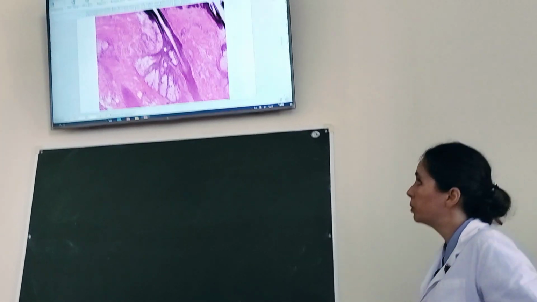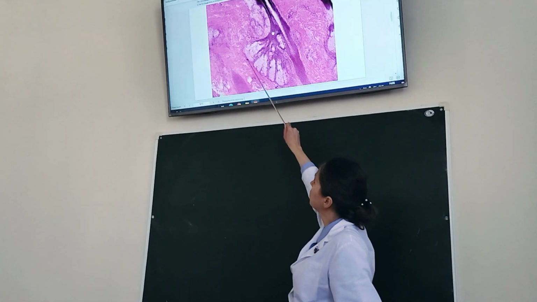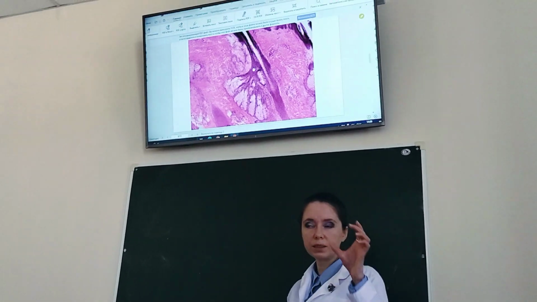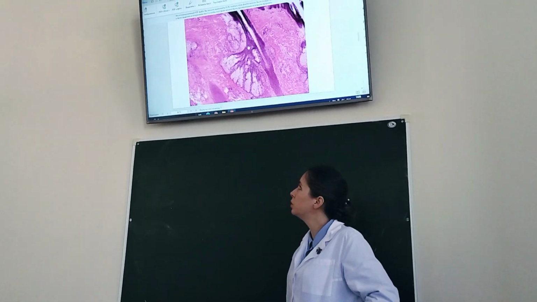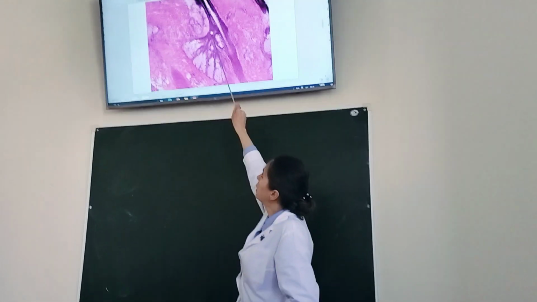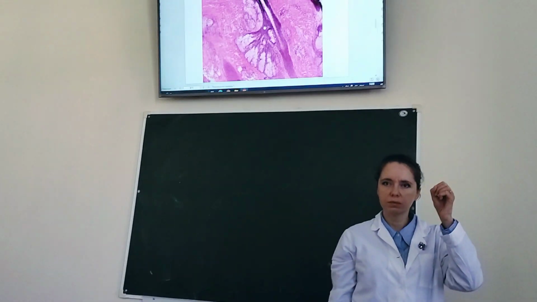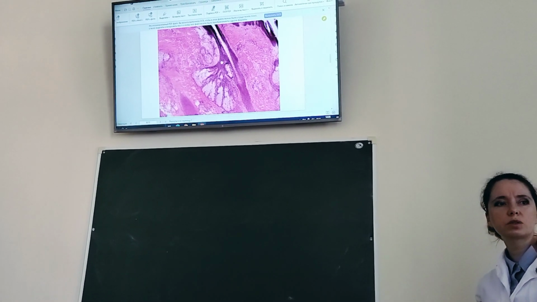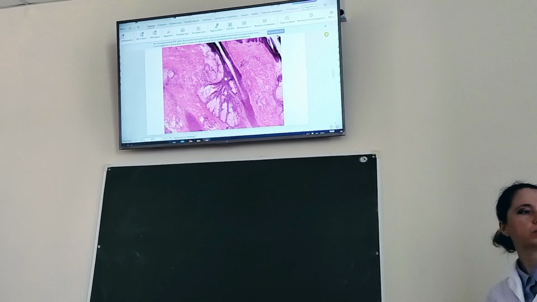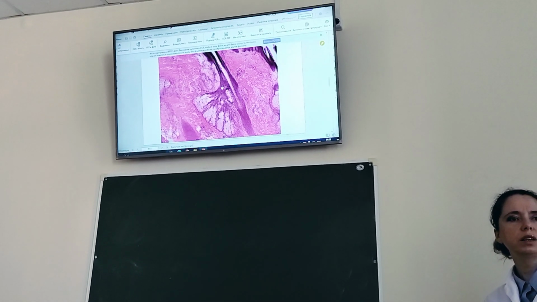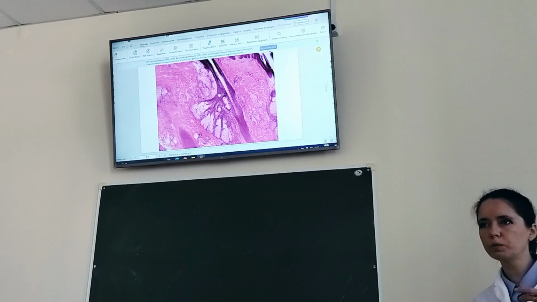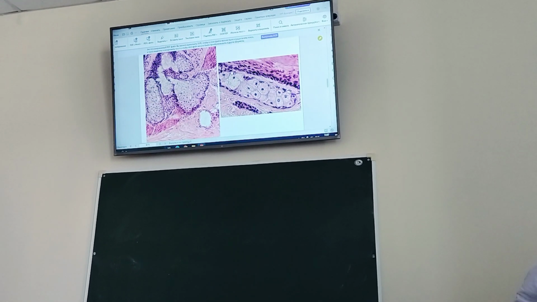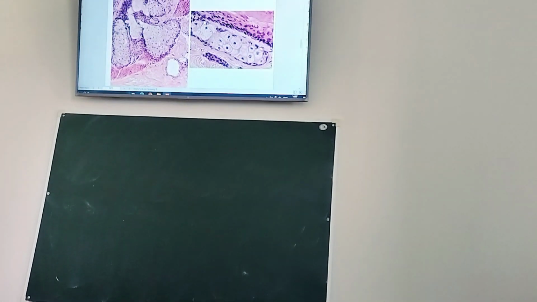So it is branched because I can see several lobules, several terminal acini, with an acinus as a structural unit. It is simple because here I can see only one duct. And by the type of secretion, it is holocrine, which means that it undergoes total destruction upon secretion.